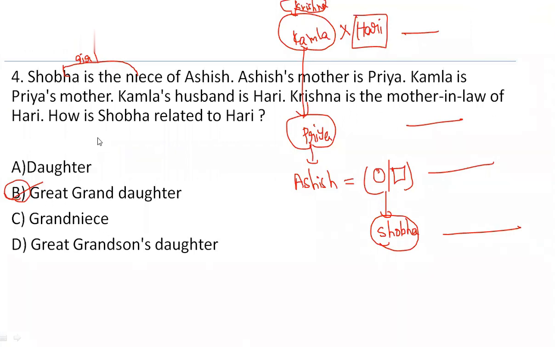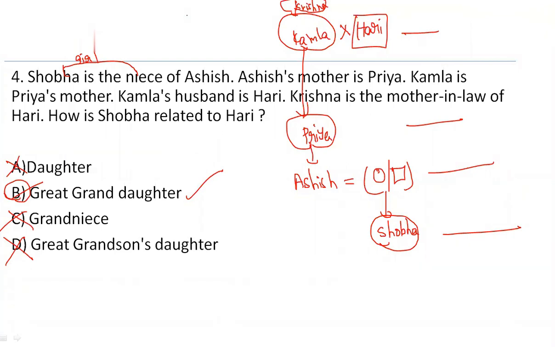Don't have a doubt between option D and option B, guys. Why am I not picking option D? Whether she is a daughter from Ashish's brother or Ashish's sister, we don't know. That's the reason. Great grandson's daughter or great granddaughter's daughter, we don't know. So that's the reason option D is wrong. So what is the answer for the question? Answer for the question is option B, great granddaughter.